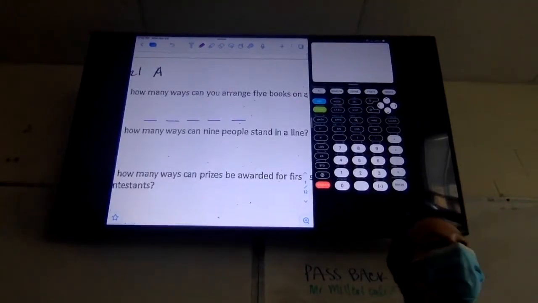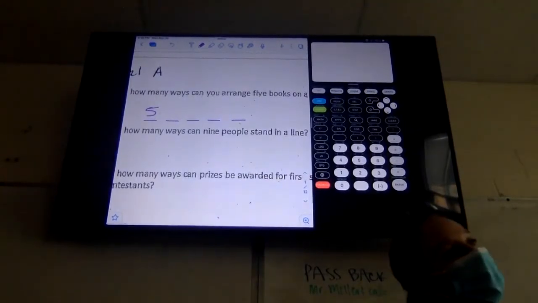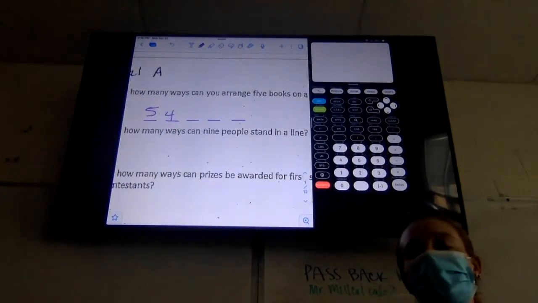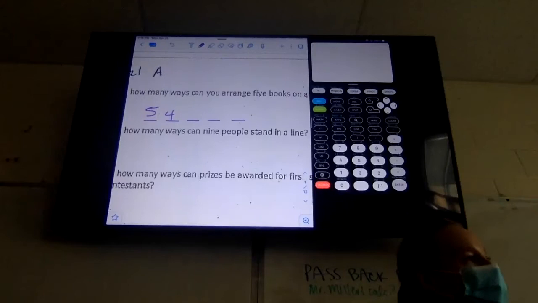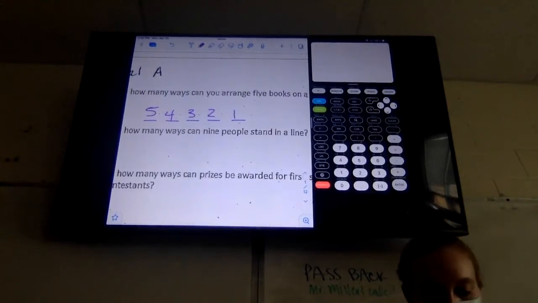How many options do you have for the first spot? How many choices do you have? 5. Good. Then you pick one book. And now how many options do you have for the second choice? 4. And you pick a book from that. And then how many options do you have for the third spot? 3. And then... 1. Good. So 5 times 4 times 3 times 2 times 1.